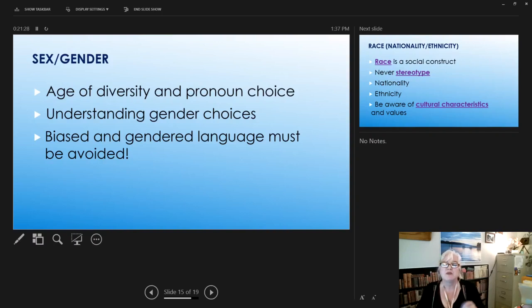We also need to remember that this plays a huge role in understanding our language use. Do not use biased or gendered language. Avoid it at all costs in any group anyway. Doesn't matter. Just ethically avoid it.